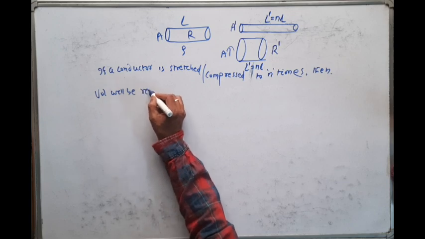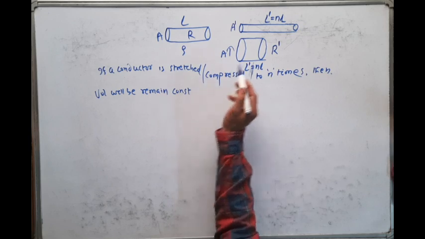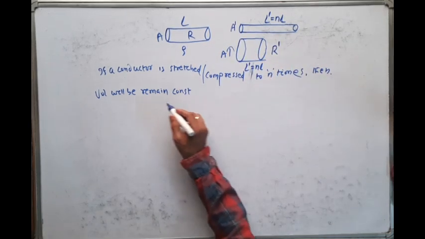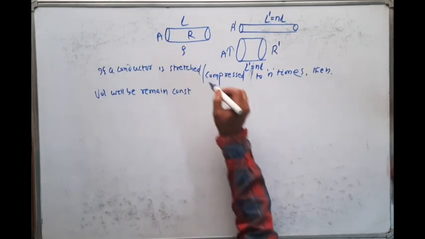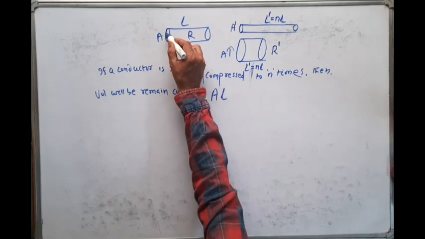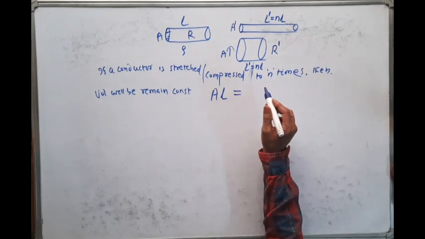You are not going to change the volume. Volume remains constant but only the length changes. If length changes, area also changes. Since volume remains constant, what is the initial volume? Area into length. This area into length is the volume. New volume is equal to what?